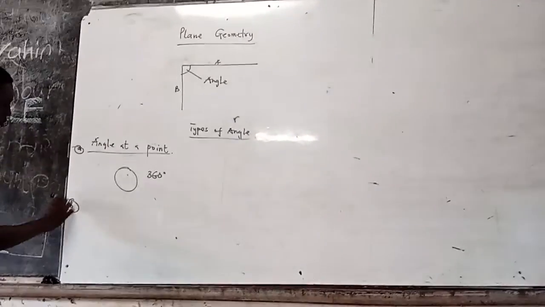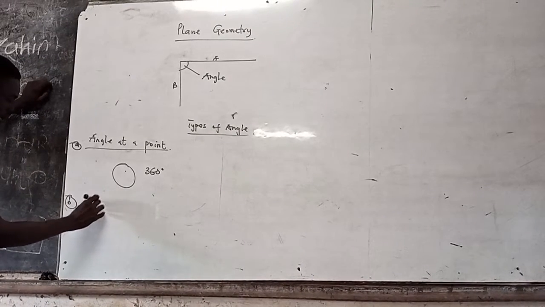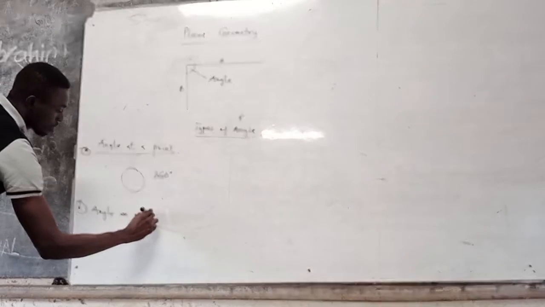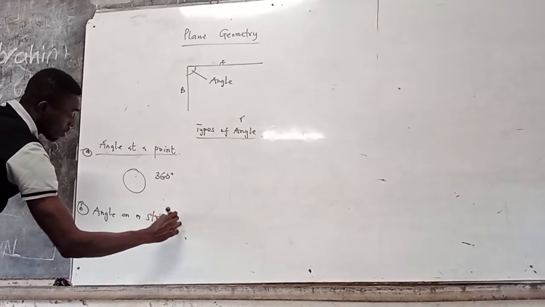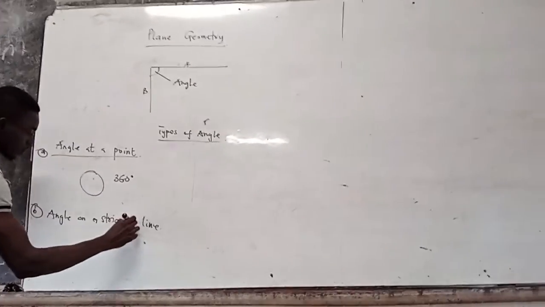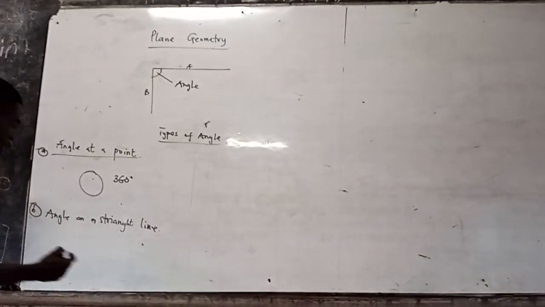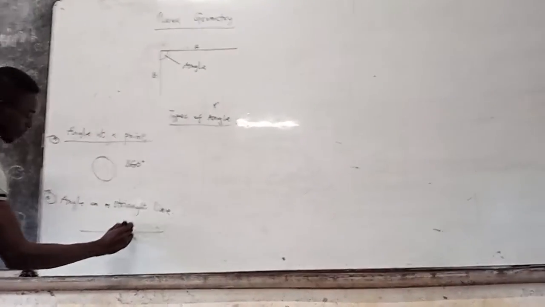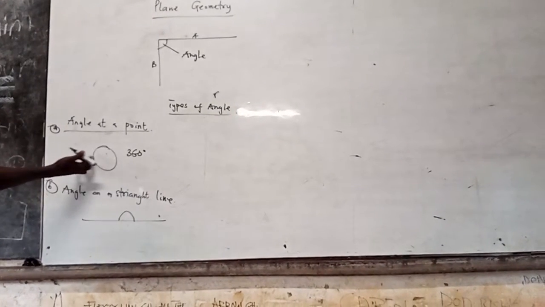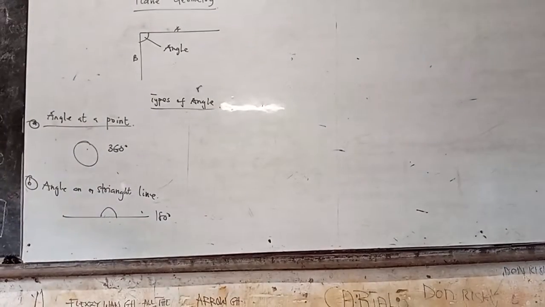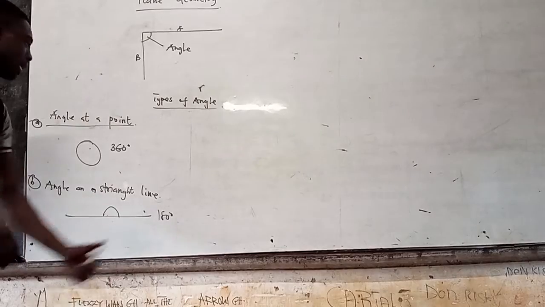The second one is angle on a straight line. So angle on a straight line, we have this. What is the angle that is formed on a straight line? Once it is divided into two, when you add this one divided into two, you get 180. So angles on a straight line sum up to 180.